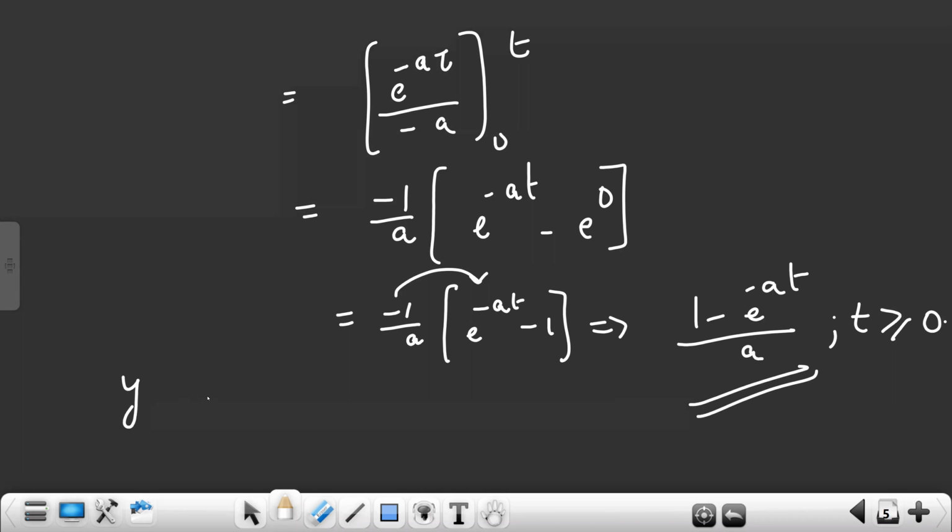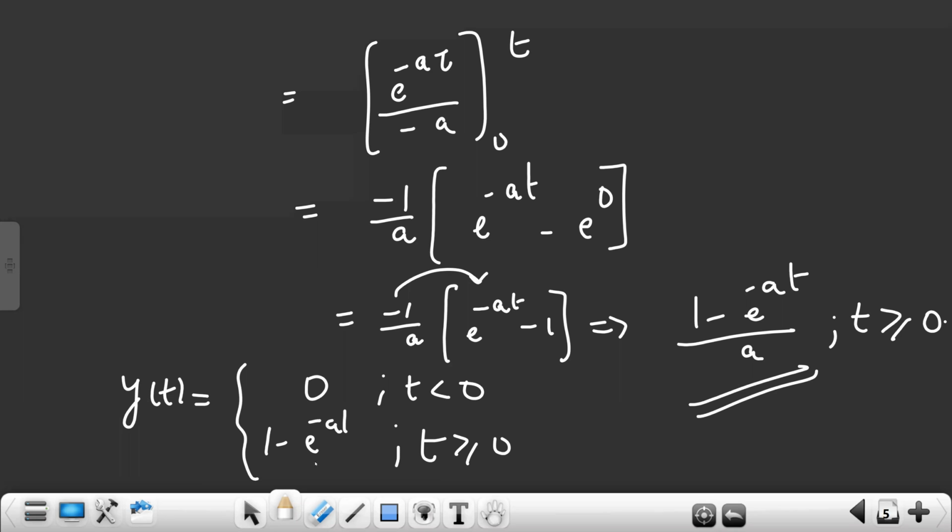Now, you have got both the outputs for different cases. The first case was t less than 0 and the second case was t greater than or equal to 0. For t less than 0, your answer is 0 because you don't have any common signals existing in a common duration, so there is nothing to multiply with each other. Anything into 0 will become 0 itself. But for t greater than or equal to 0, your output equation will be 1 minus e raised to minus at whole divided by a.